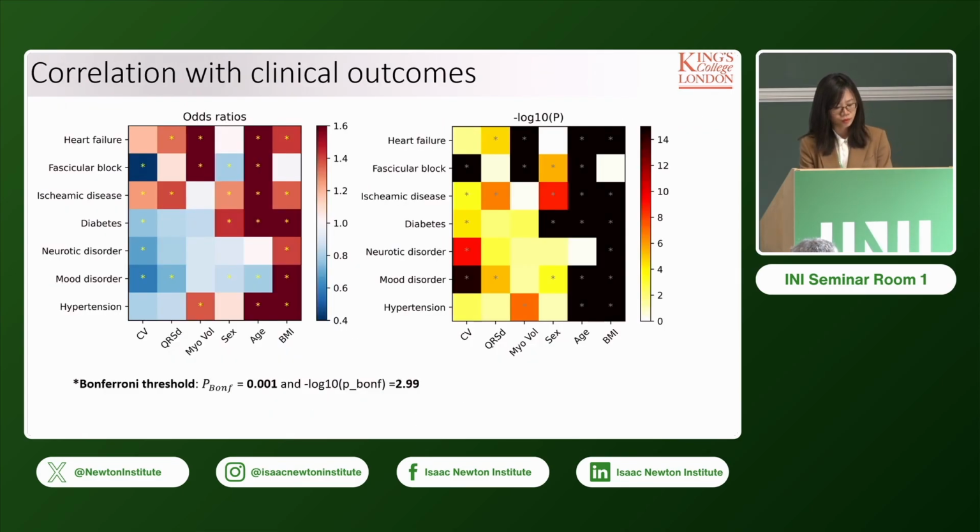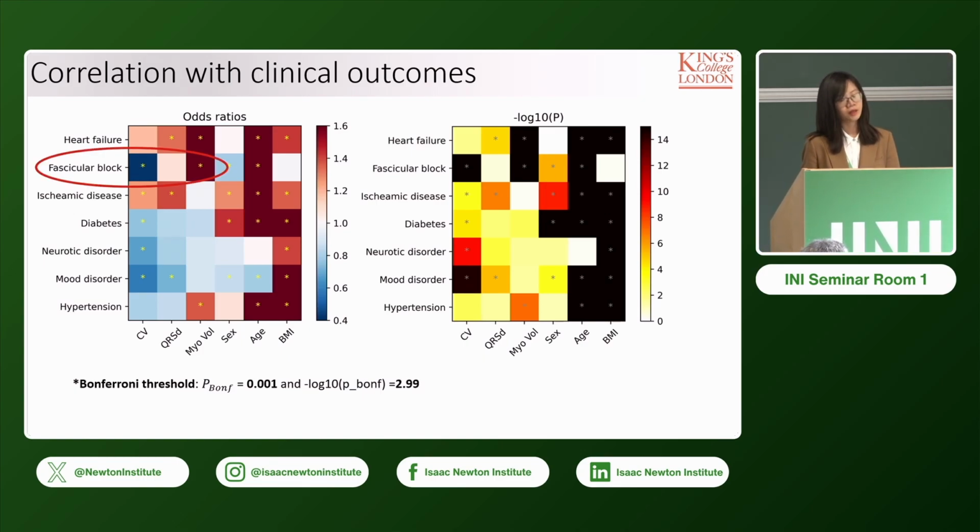And at last, we have also tested how this biomarker is correlated with clinical outcomes by training a logistic regression model, adjusted by sex, age, and BMI. We also find two important points. The first is that reduced conduction velocity and increased heart size are strongly correlated with a higher risk of conduction disorders like atrioventricular block.